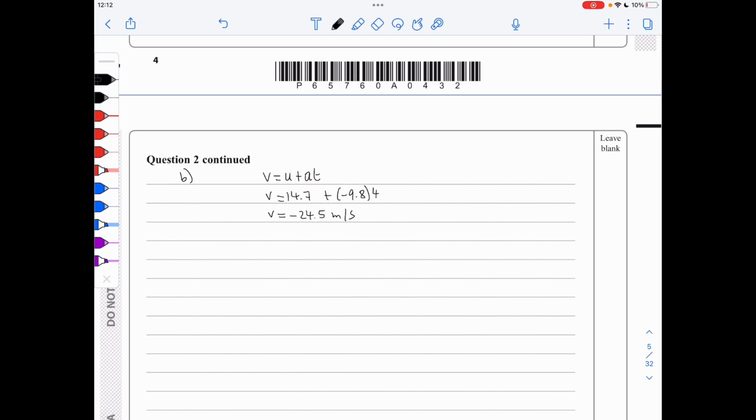We were asked to find the speed. Speed is always reported in a positive sense. So speed is 24.5 meters per second.